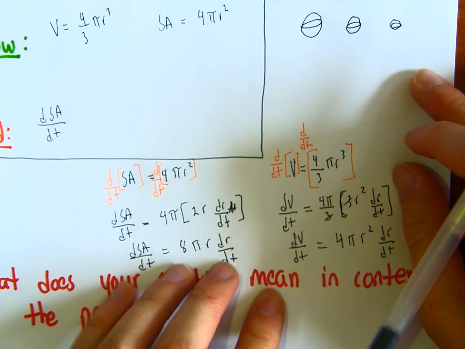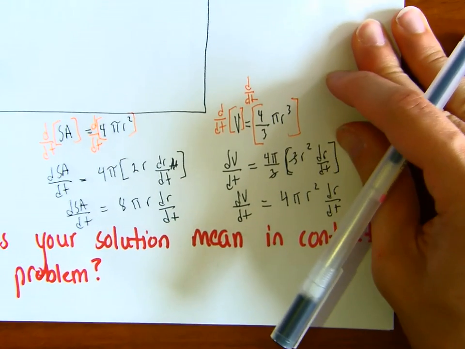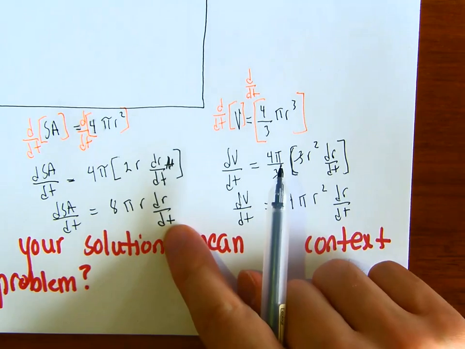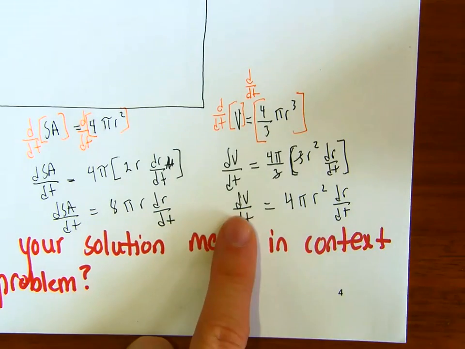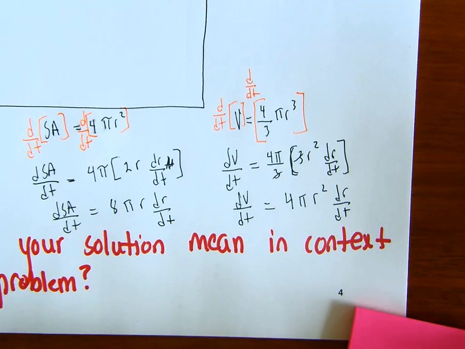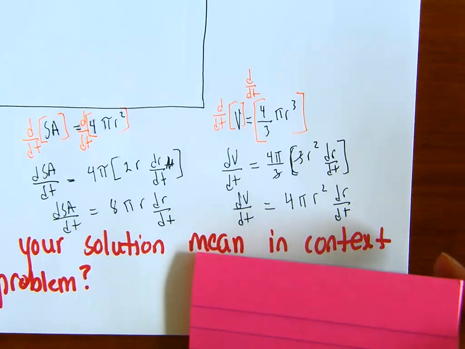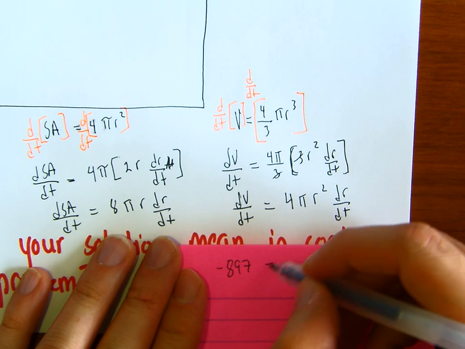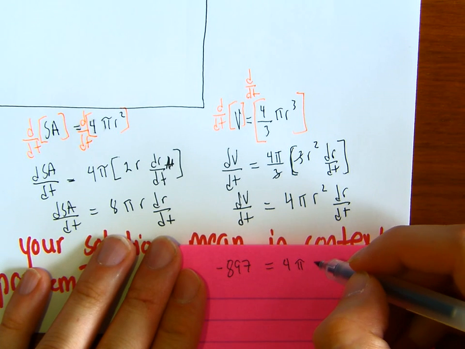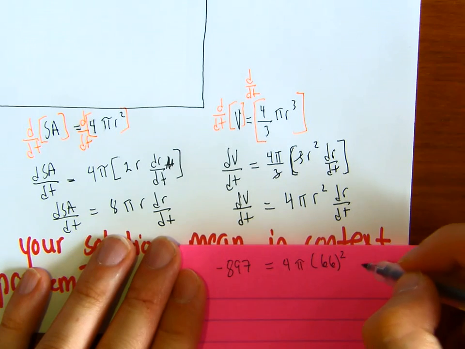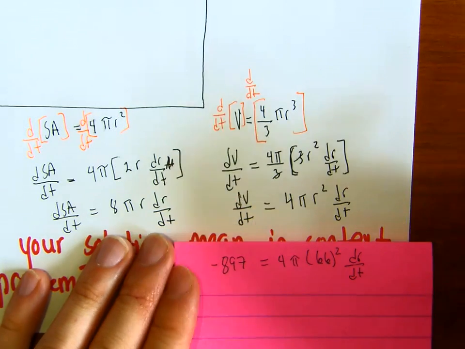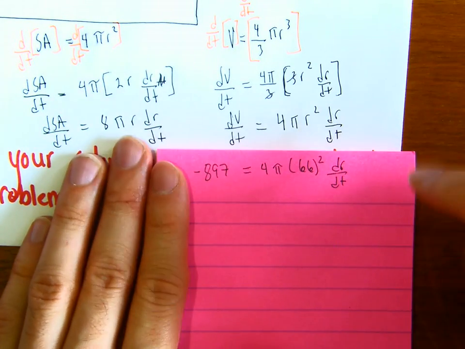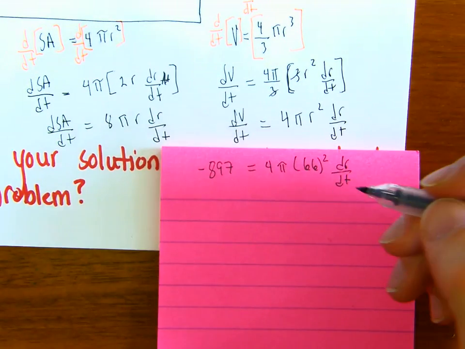Okay? Now, once we get to this point, what do we want to find? We want to get this dr dt by itself, so we could plug it in. Do we have dV dt? Yes, we do. What is it? It's negative 897 equals 4 times pi times 66 squared dr dt. Now we have enough information to actually get this dr dt by itself. We just have to use the calculator.